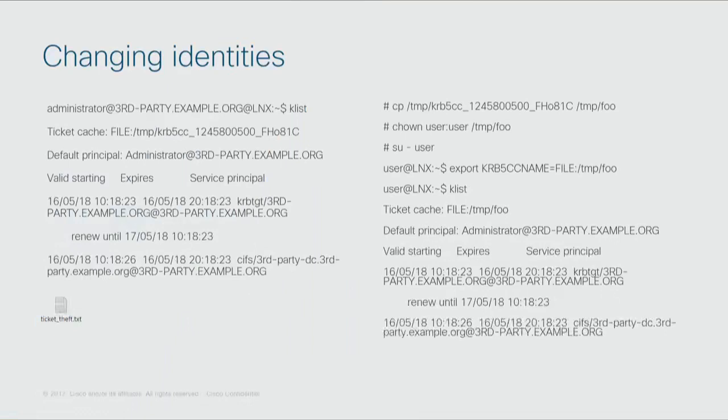Right. Tickets. That's how easy it is to misuse somebody's ticket. So on the left-hand side from your perspective, you have an administrator. They have a ticket, a TGT, a ticket granting ticket, for the thirdparty.example.org domain. And on the right-hand side, I'm copying that ticket to another file. That's the bit where you need to be root. I then log into a separate account, the user account. I set the appropriate environment variable to point at my copied ticket. And now I'm administrator. Really is that simple.